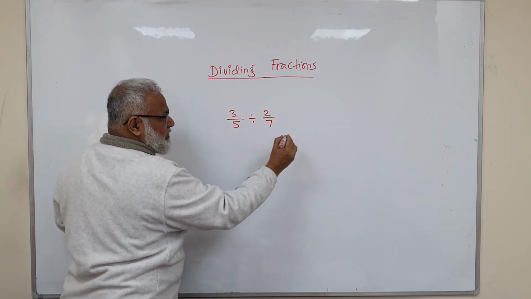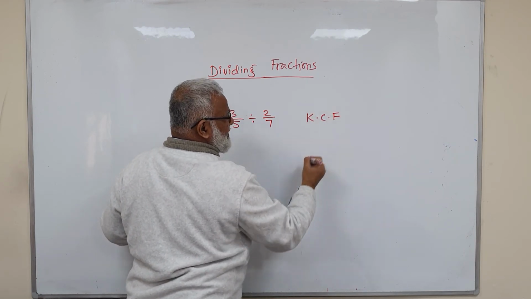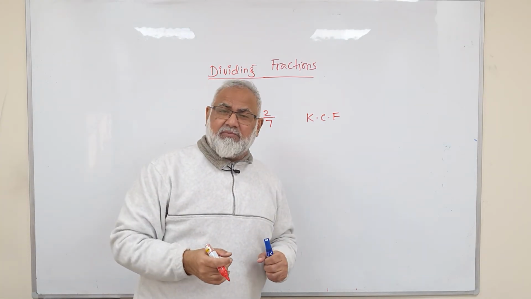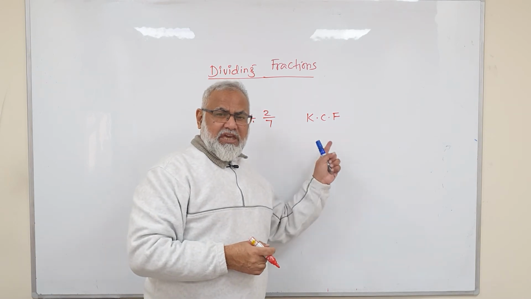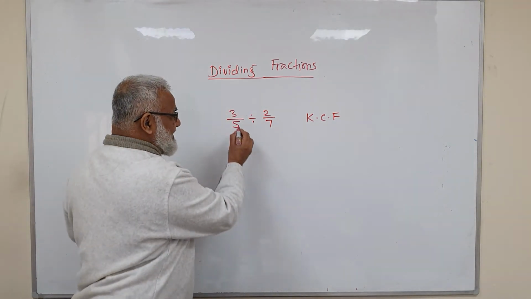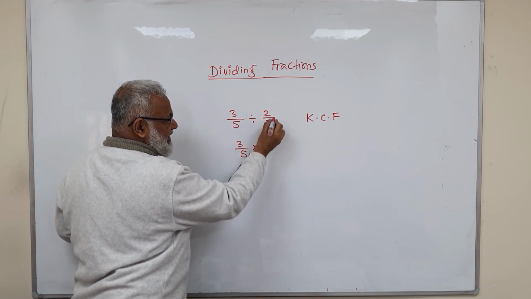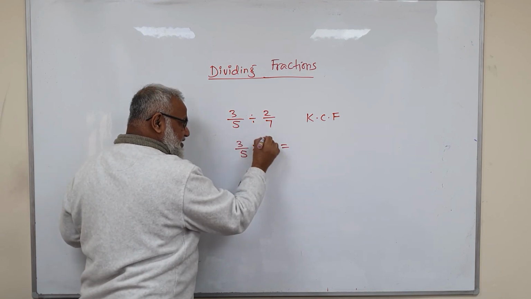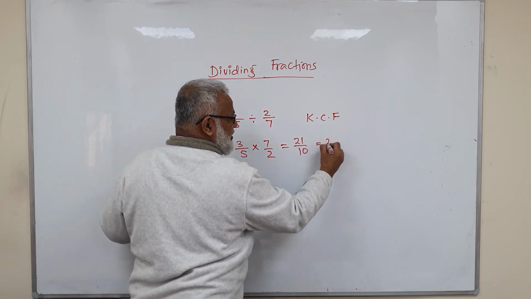So there's a method called keep, change and flip. You can also remember it as KFC, alright? KFC, McDonald's, you remember. So KCF or KFC, whatever you remember. Keep, change and flip. So keep that number as it is. Change this into times and that will be flipped over to 7/2. And you know this method, times the top, times the bottom. You get 1/10.